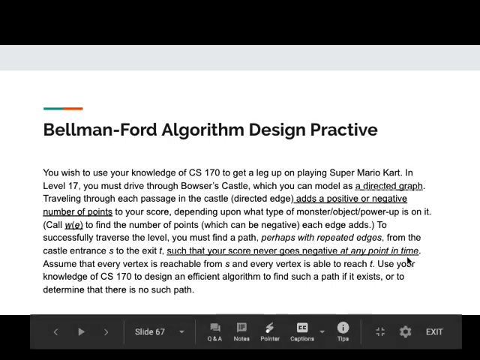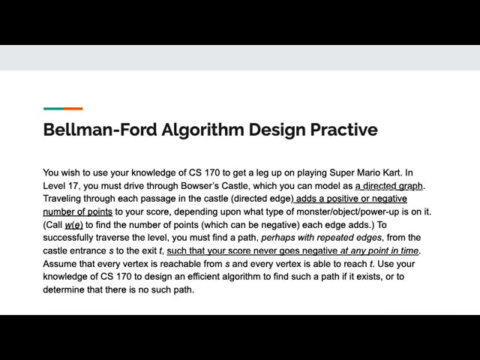Okay, so this is actually a problem on Mario Kart. I used to enjoy it a lot in my freshman year. I played against my friends in the residential hall, but it's not relevant.